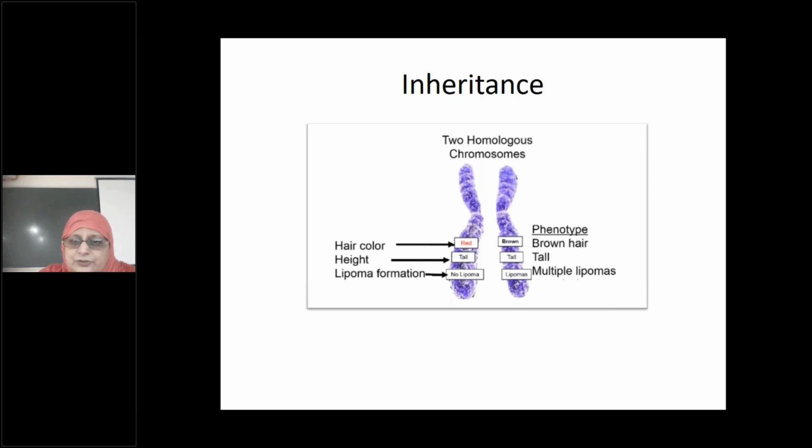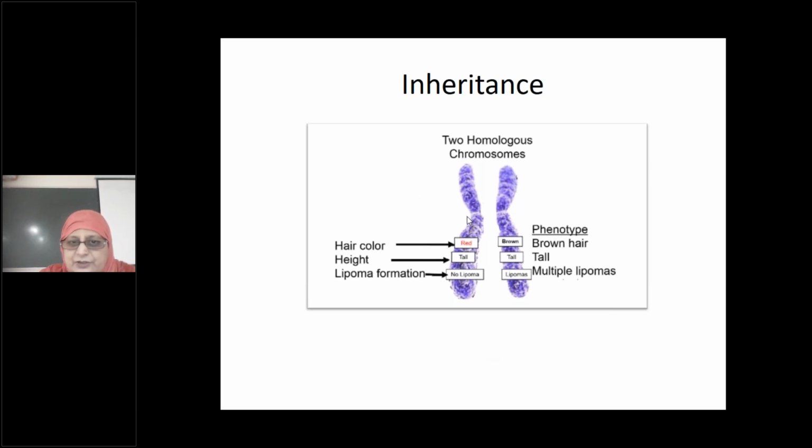Now, when you talk about inheritance, as everybody knows, we have 22 pairs of autosomes and 1 pair of sex chromosomes, which may be XX or XY depending on whether it's a female or a male. Now, genes will be present on each of these chromosomes. A pair of genes will be present for a particular character. One gene will be inherited from one parent and another gene from the other parent.